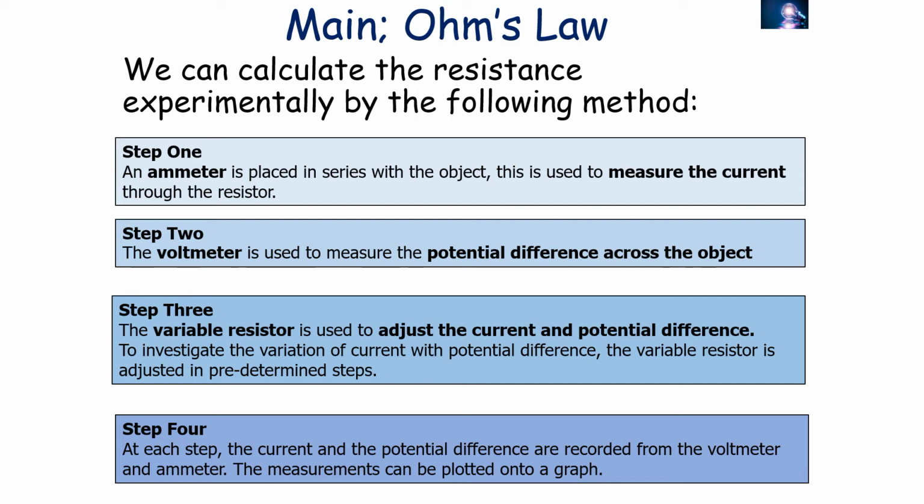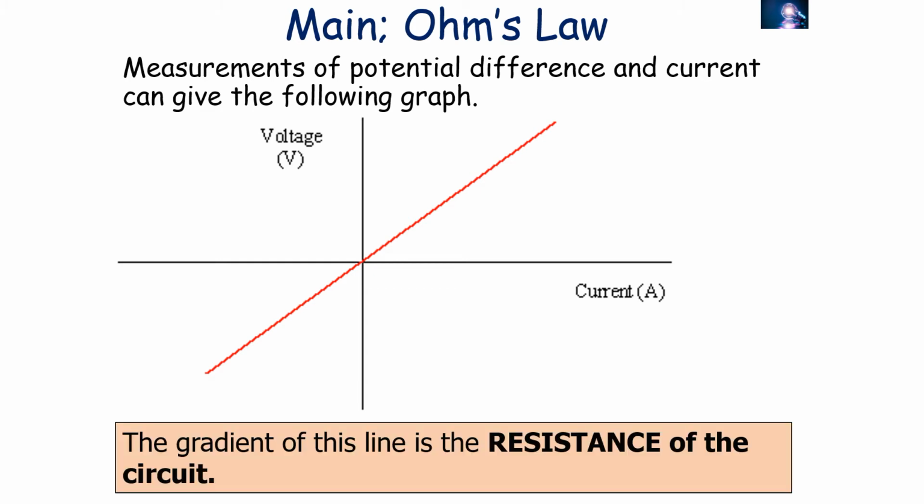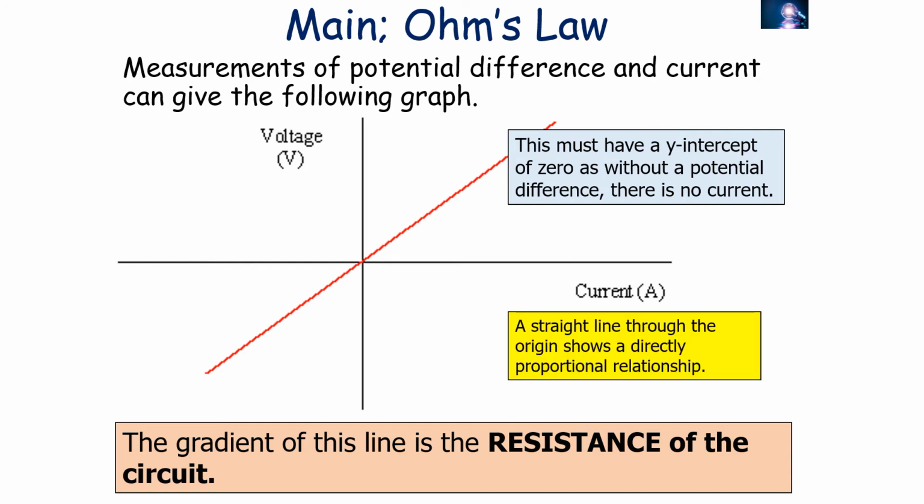And the measurements of potential difference and current can give the following graph. Now when you put potential difference or voltage on the y-axis and current on the x-axis, the gradient of this line is the resistance of the circuit. Now it must have a y-intercept of 0 or go through the origin, as without a potential difference there is no current. Now a straight line through the origin shows a directly proportional relationship. So in this instance, current and potential difference are directly proportional.